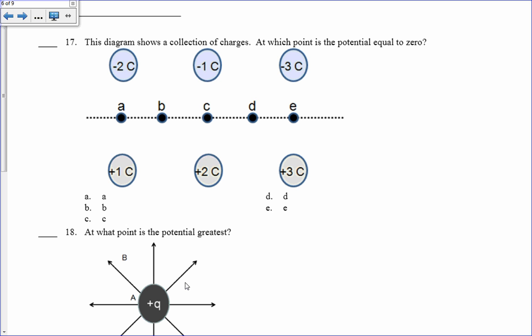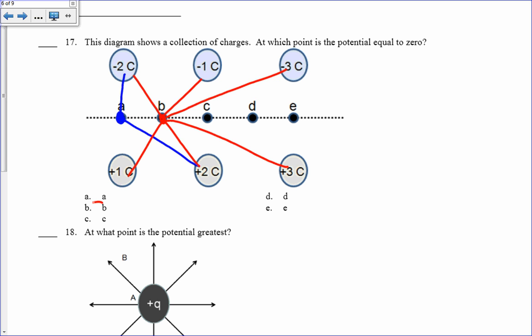This diagram shows a collection of charges. Where is the potential 0? Take each point. The distance from here to here is not the same, so those potentials don't cancel out. How about right here? The distance from there is the same as the distance to there. There to there is the same, so those potentials cancel. And there are the same. So B is the right answer, but let's just look at these others.